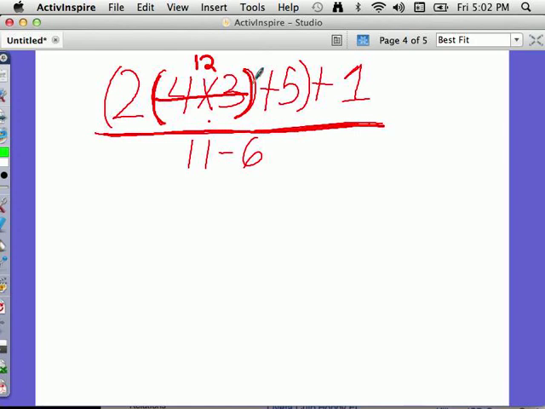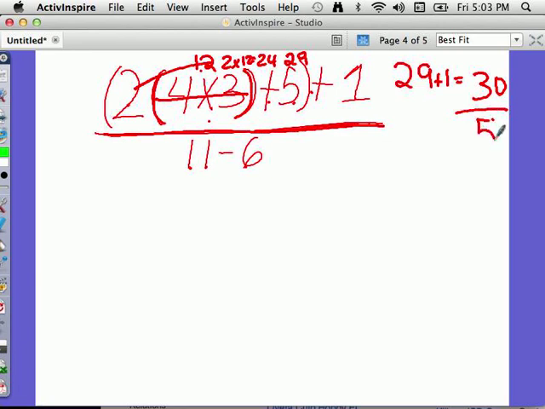So, if I stay within parentheses before I go outside of parentheses, I'm going to do 2 times 12, which is going to give me 24. So, I have 24 plus 5. That's 29. So now, if I was to rewrite this problem, I have 29 plus 1, which is going to give me 30. So I have 30, but I'm not done with the problem because I still have the bottom part, which is 11 minus 6, which is going to give me 5.